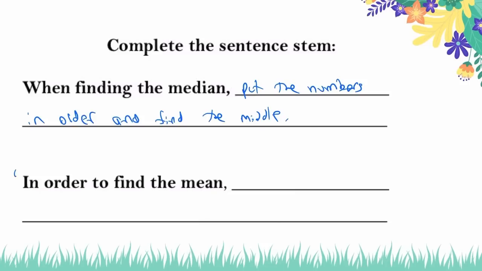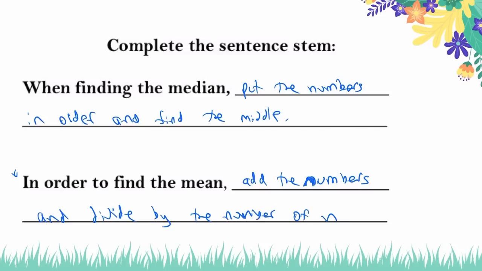Let's look at this one. In order to find the mean, here's how you could have completed this. Add the numbers and divide by the number of numbers.